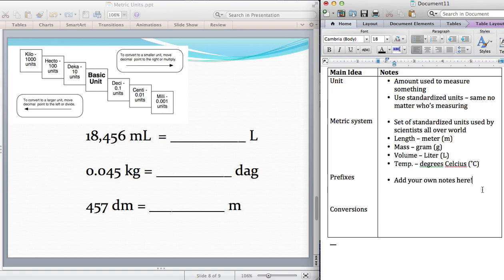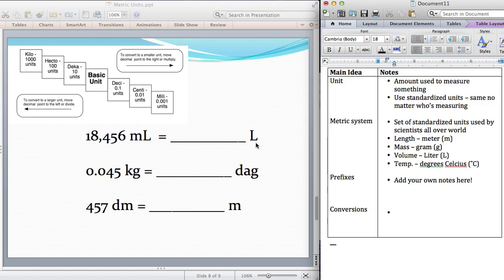So conversions. All right, so you should have some notes for the prefixes section. Let's say I measure something that's 18,456 milliliters. All right, that's my measurement. Now that is a big number and it's not very convenient. So what I want to do is change this measurement to liters. It's going to be the exact same volume, same amount of stuff. I'm just going to write it in a new unit.